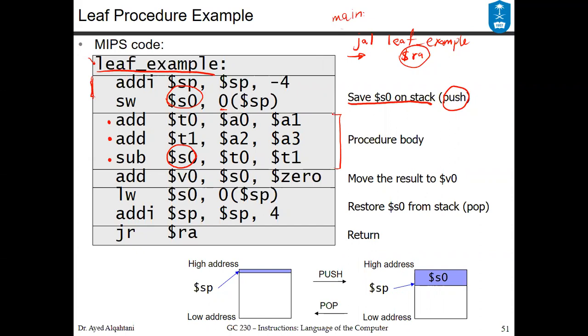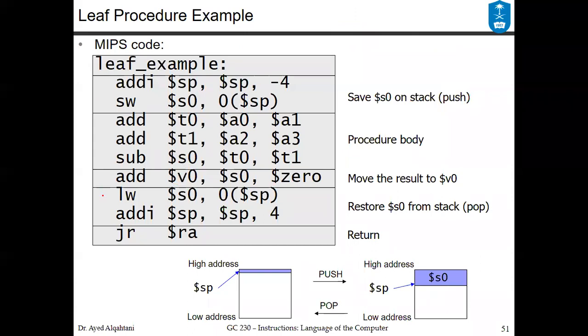Now we do the procedure, we do the instructions that we need to do in our method, and once we're done and we get the final result, you must move the result to V0, because V0 means that this is the return value. To move it, we use the add with the 0. We use add the S0 register with 0. So we're just moving the content of the register S0 to the register V0.